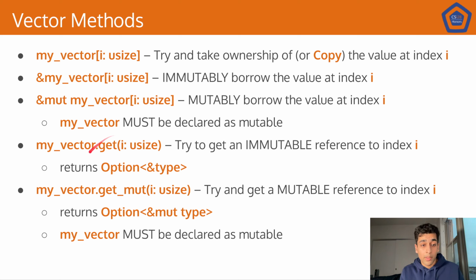There are functions that accomplish the same thing, but they return an Option. So .get gets you an immutable reference. If i is out of range of the vector, if it's an index that's not valid, it will give you the None type. If you try to use an invalid index with brackets, your program will crash. It will panic. So the Option is the safer bet, but if you are 100% sure that your index is in range, you can just use the brackets. get_mut, same thing, just an Option of a mutable reference.